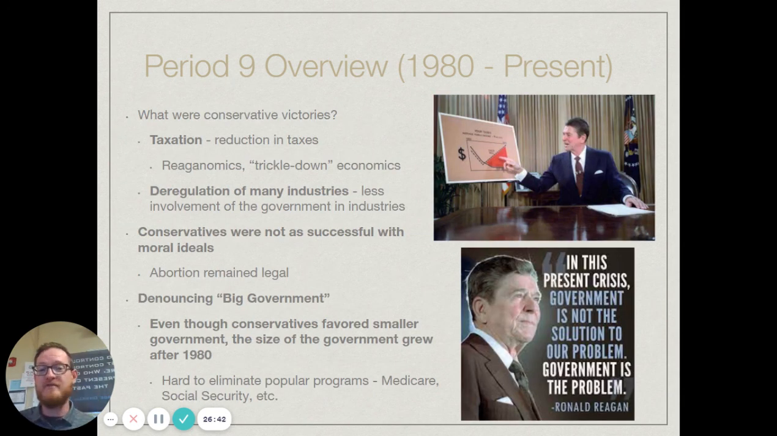So what were some conservative victories that you're going to have during this time? One, taxation, a reduction in taxes and what is known as Reaganomics. Again, Reagan believed in supply side theory. You put more money back into people's hands, they will spend that money, and then that will invigorate the economy. That's why it gets known as kind of trickle down economics. Again, people spend the money and then it goes into the economy.